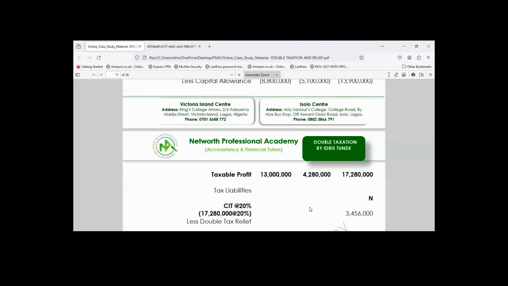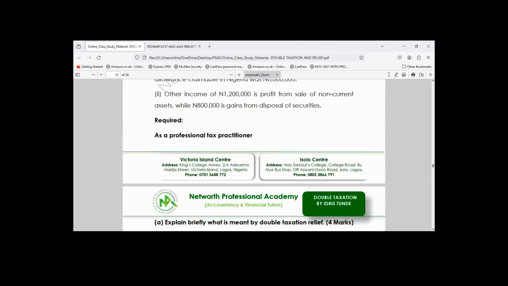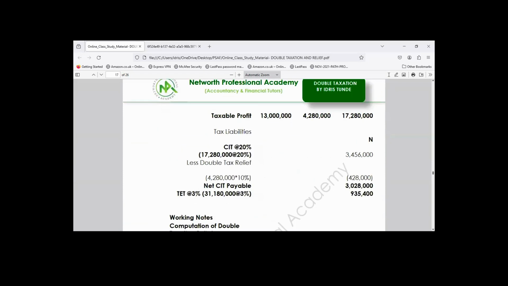Double taxation relief applies only to company income tax. So they're supposed to pay 3,456,000. But the business income coming from Ghana, they have paid tax to the Ghana Tax Authority already. 2.4 million has been paid to the Ghana Tax Authority already. Do you understand? So we bring the income to Nigeria. We now say they should come and pay tax again. Before they pay tax in Nigeria, we need to give them some relief.